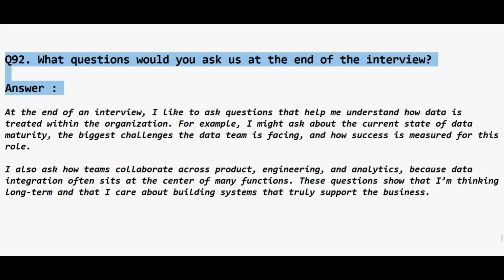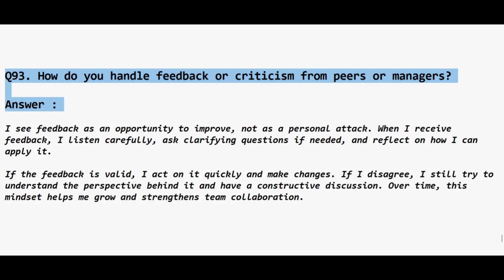Question 92. What questions would you ask us at the end of the interview? Answer. At the end of an interview, I like to ask questions that help me understand how data is treated within the organization. For example, I might ask about the current state of data maturity, the biggest challenges the data team is facing, and how success is measured for this role. I also ask how teams collaborate across product, engineering, and analytics, because data integration often sits at the center of many functions. These questions show that I'm thinking long-term and that I care about building systems that truly support the business.